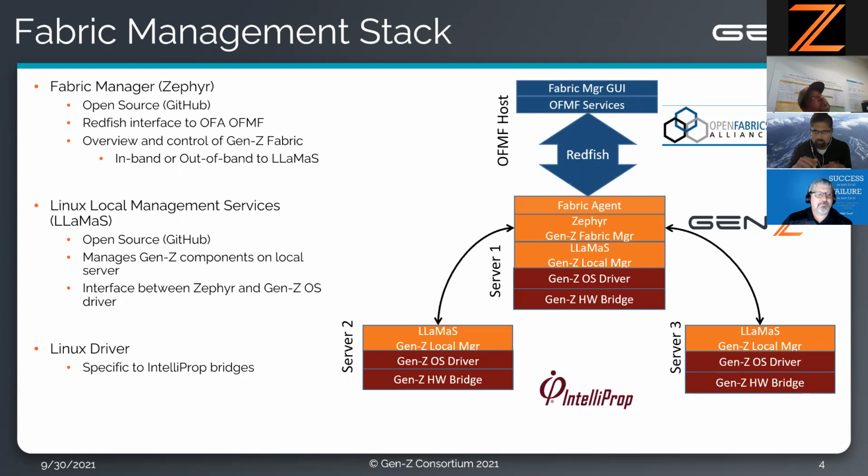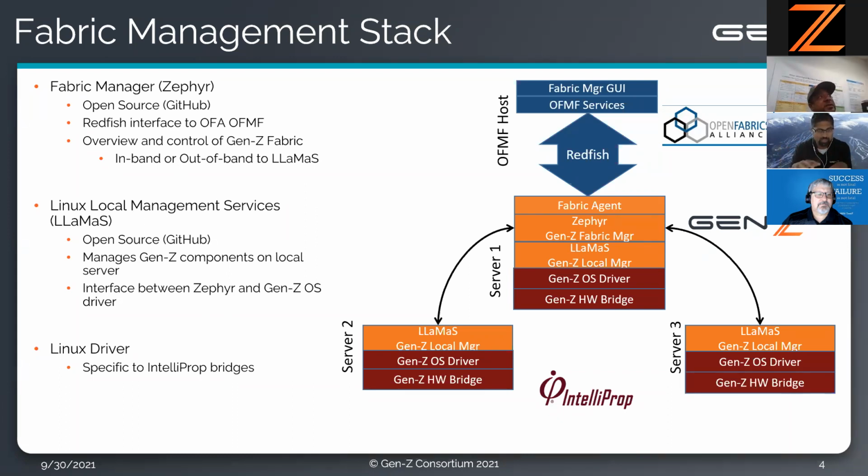Stepping down into the stack a little bit further, the Gen-Z Fabric Manager is a piece of software named Zephyr. Zephyr is the entity which performs the Gen-Z fabric specific operations, such as recursively walking out across the fabric to discover fabric topology, resources, and switch components. Zephyr then makes a connection through the fabric to the Fabric Manager in blue to communicate with all the components connected to the fabric. Zephyr communicates via its northbound path with the fabric agent that we talked about earlier. And that fabric agent then communicates with the OFMF services via a Redfish model.